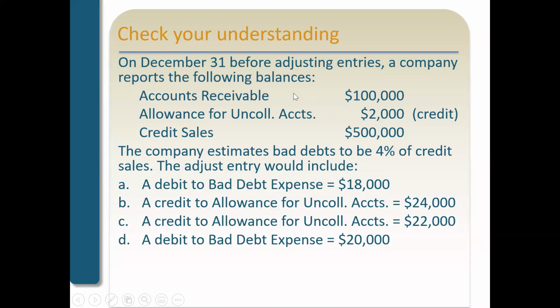So on December 31st, before adjusting entries, a company reports the following balances: accounts receivable, $100,000, allowance for uncollectible accounts, a $2,000 credit, and credit sales of $500,000. If the company estimates bad debts to be 4% of credit sales, what would our journal entry be if we're using the credit sales method? Anyone?